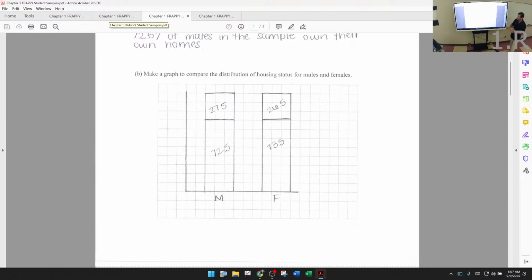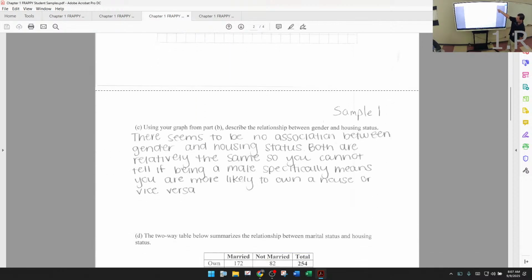Here is this person's graph right here. They put the 73.5, they put the 72.5, they put 26.5, they put the 27.5, they put males and females. Yeah, it's missing a little bit of labeling. They gave him a P for it. Missing a little bit of labeling. It's just not the clearest it could be. Okay?